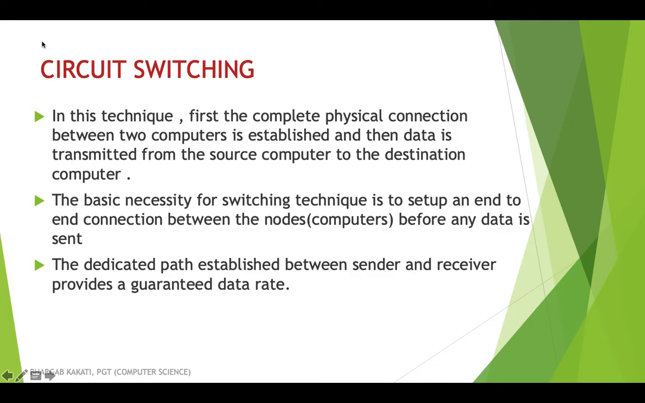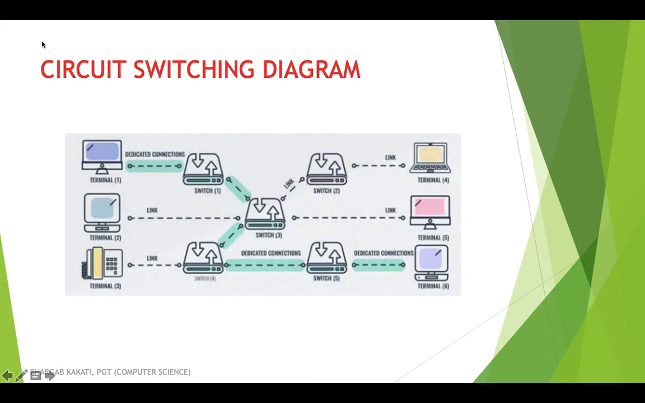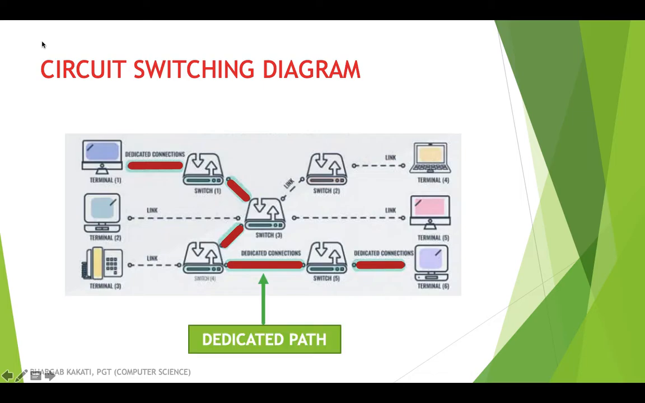The dedicated path established between sender and receiver provides a guaranteed data rate. Since the path is already reserved, no other transmission can happen via that path. Therefore, it provides a guaranteed data rate. Data can be transmitted without any delays once the circuit is established. Since the path is reserved, there will not be any delays. Got it? That's all about circuit switching. Here the entire path is reserved before any transmission takes place. This is the dedicated path, as you can see here.